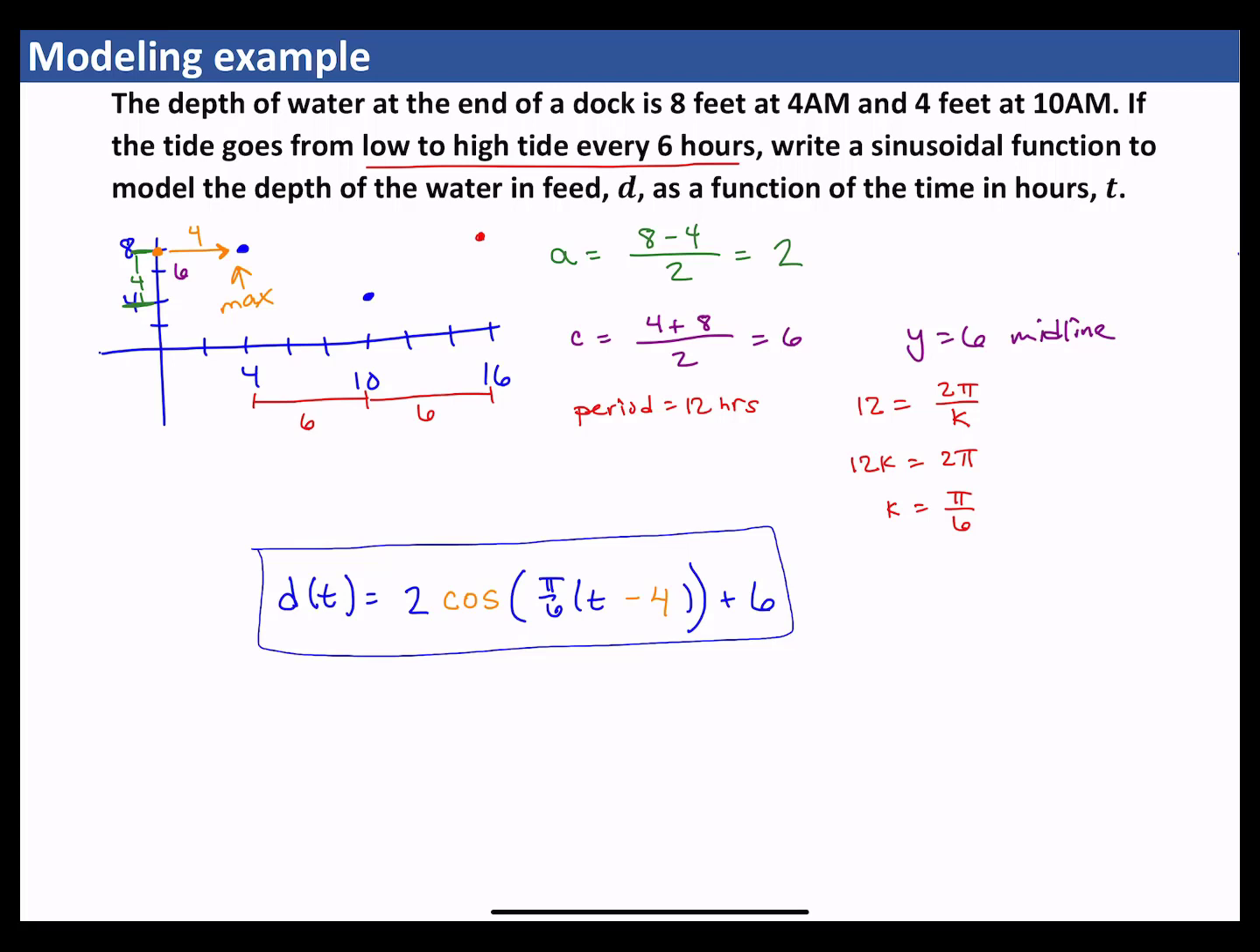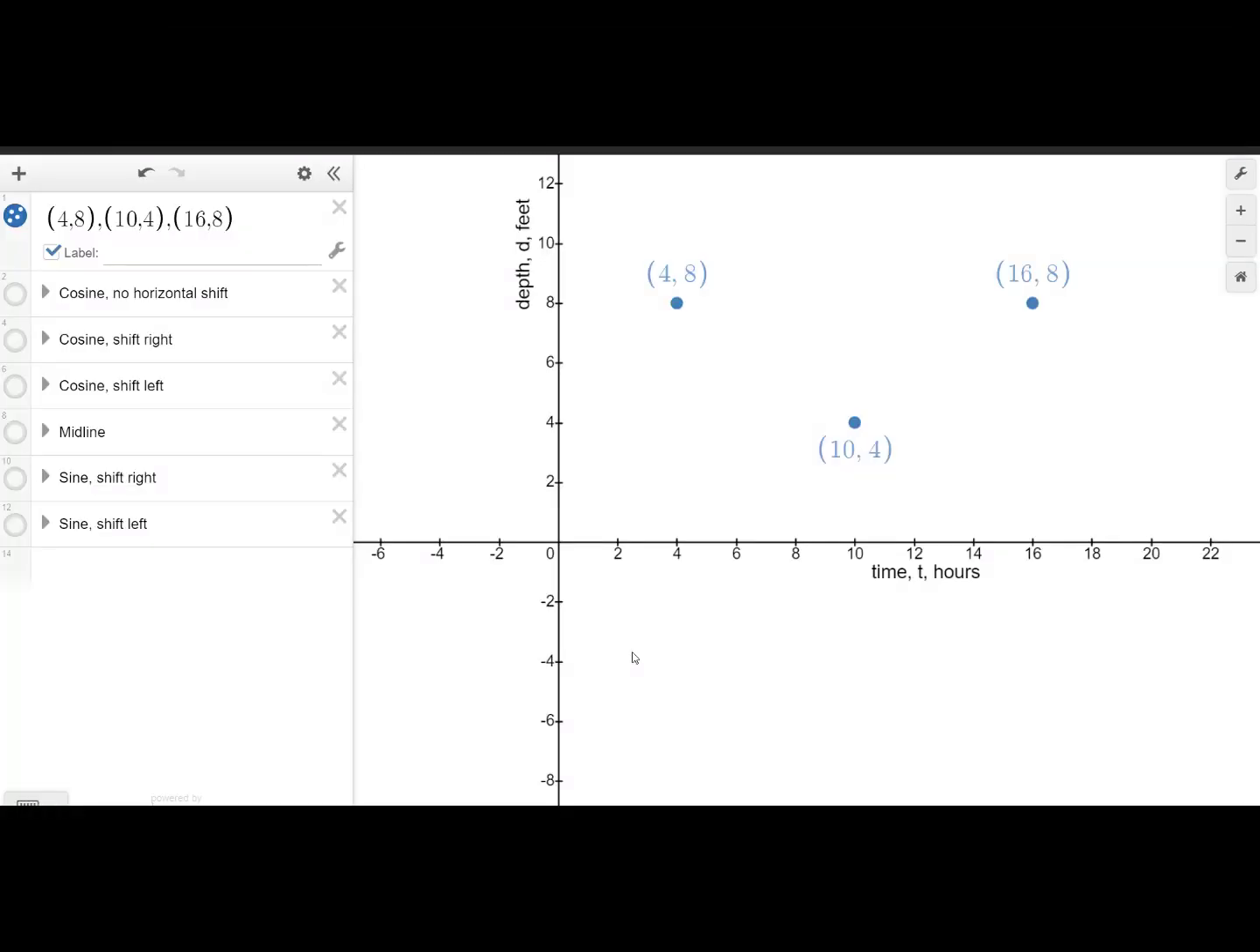Let's take a look at how this looks in Desmos. You'll see here I've graphed the point (4, 8) to represent that at 4 a.m. the water depth was 8 feet. And (10, 4) at 10 a.m. the water depth was 4 feet. And since the period was 12 hours, 4 plus 12 gives us 16. So at t equals 16 hours, the water depth would return to a depth of 8 feet.